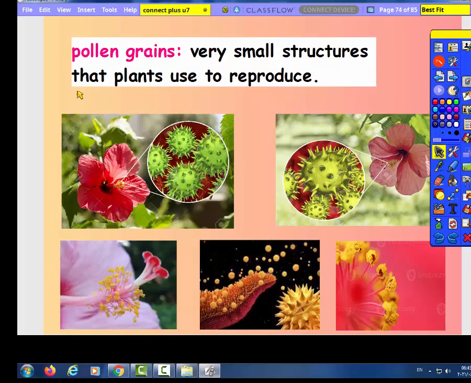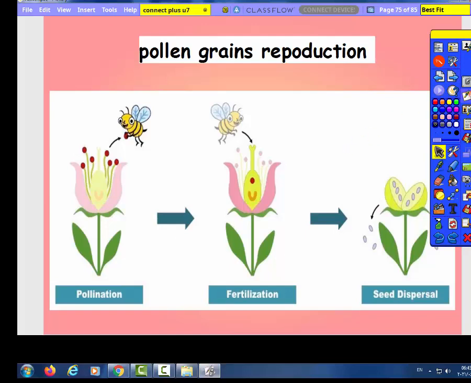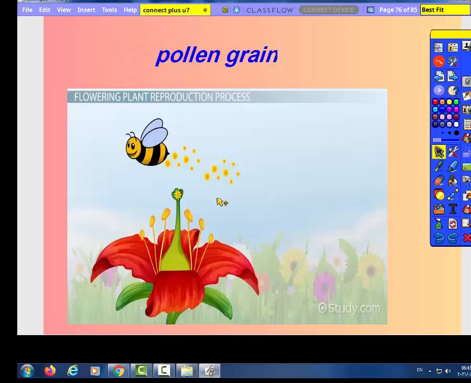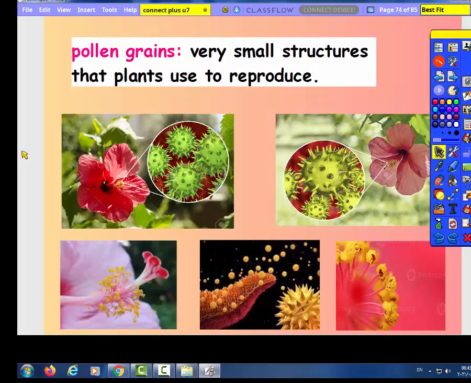After that, pollen grains. Look at this picture. These fine powders are called pollen grains. What is the meaning of the word pollen grains? Pollen grains are very small structures, very small fine powders, that plants use to reproduce.